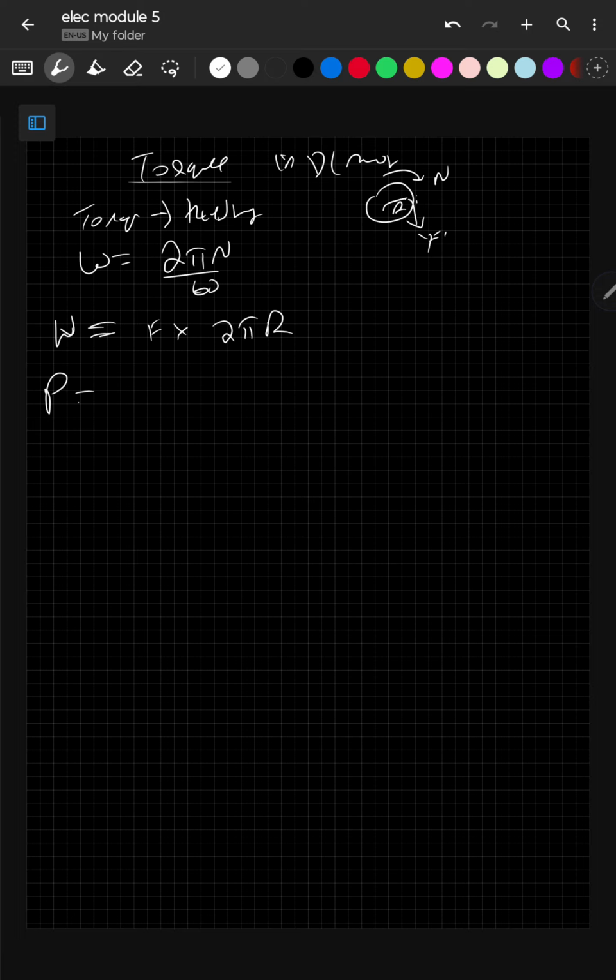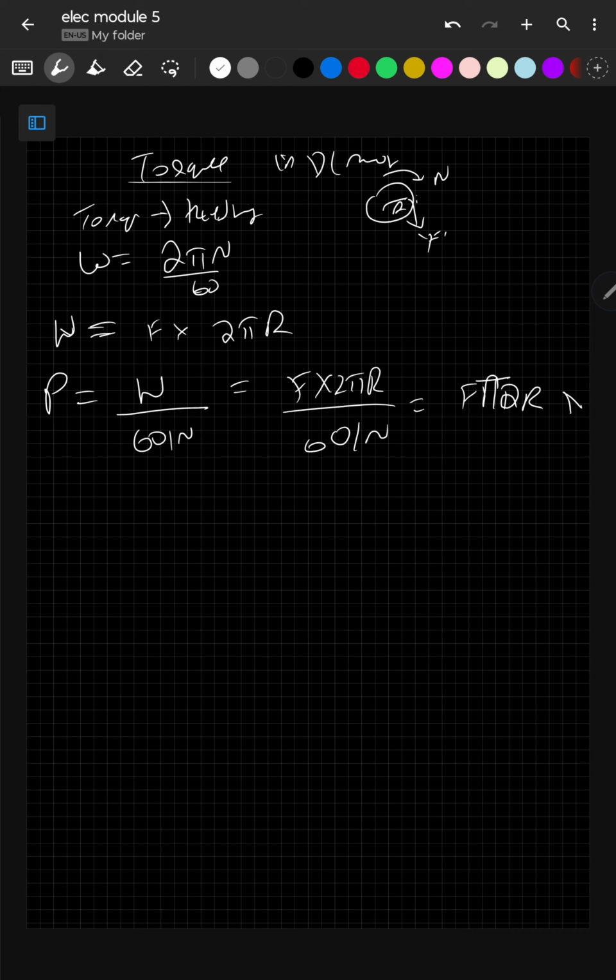So then the power is given by work done by the time taken to complete one revolution. That is 60 by n, not n by 60, 60 by n. That is F into 2 pi r by 60 by n, which is the same as F into 2 pi r into n by 60. Now comes P equals F r 2 pi n by 60. F r we know is torque, and this is omega. So P equals T omega we got.